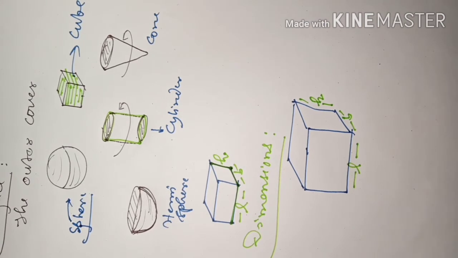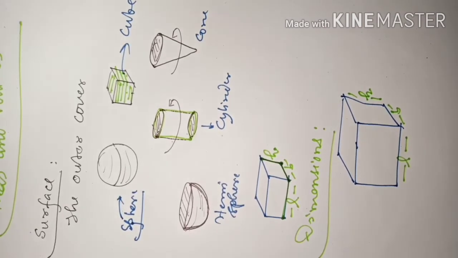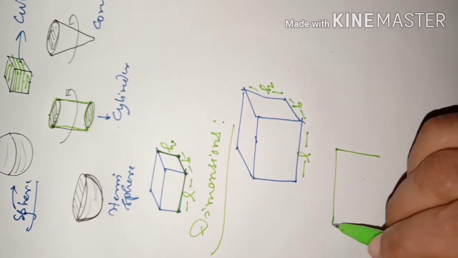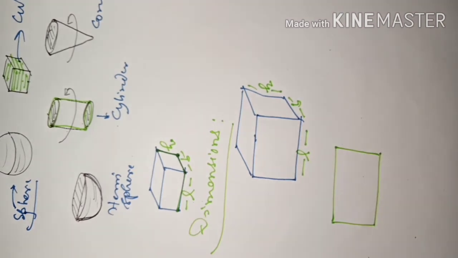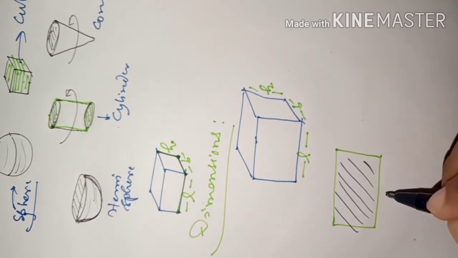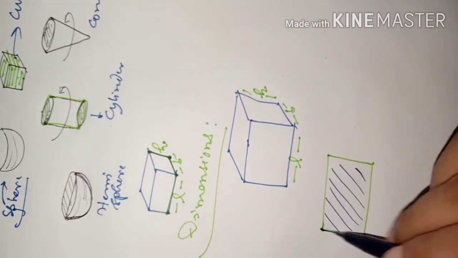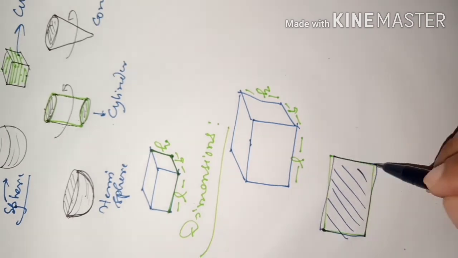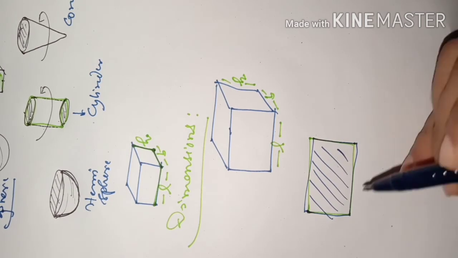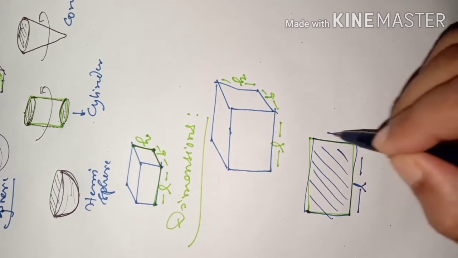Some objects are there where there are only two dimensions, like the page of a notebook. The page of a notebook is what? It is just a rectangle. It is just one flat surface, a rectangular shape. But many of the solid objects are covered by one or more than one surfaces. So this rectangle has got only two dimensions, length and breadth.